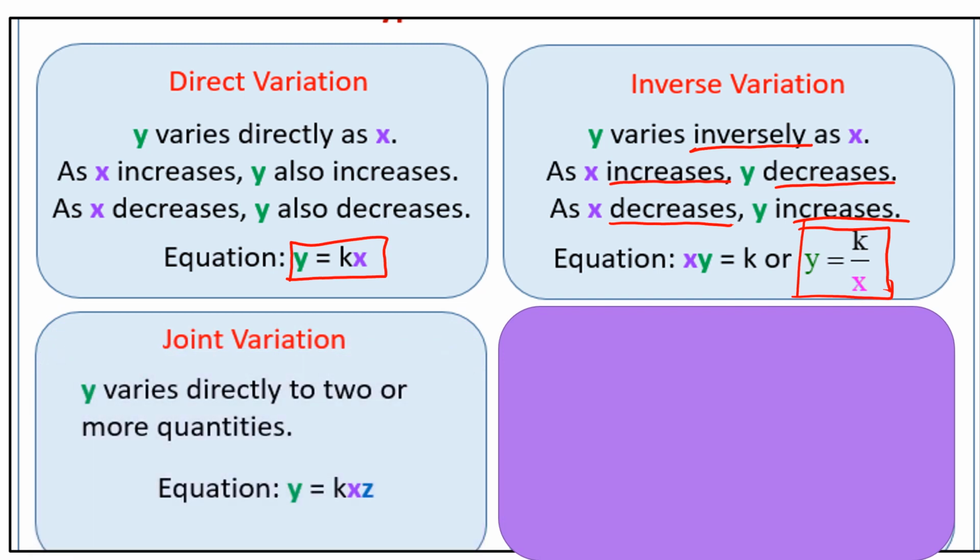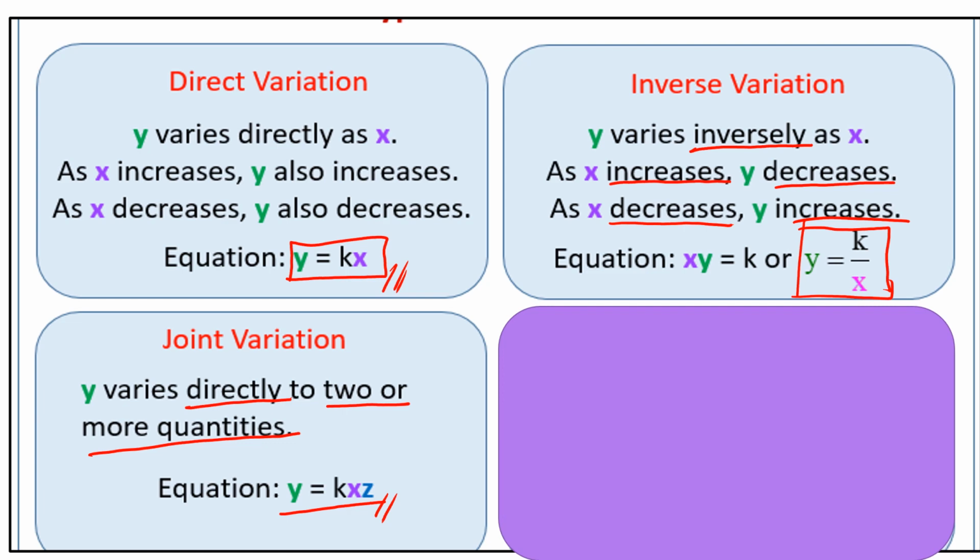So when you say joint, y varies directly to two or more quantities. So it's direct, but now we have two quantities involved. In your direct, you only have y equals kx. But if it's joint, you have y equals kxz. Okay, you have an additional variable involved, but it is direct.